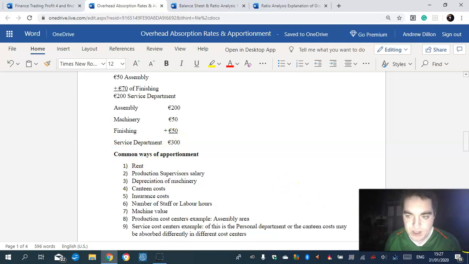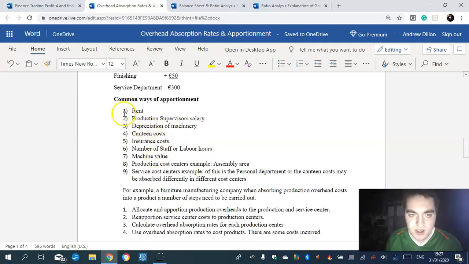And then here are the common ways of apportionment. The first one is rent, the second one is production supervisor salary, the third one is depreciation of machinery, the fourth one is canteen costs, the fifth one is insurance costs, the sixth one is number of staff or labour hours, the seventh one is machine value, the eighth one is production cost centres, an example is the assembly area, the ninth one is service cost centres, an example of this is a personnel department, or the canteen costs may be sorted differently or in a different cost centre.